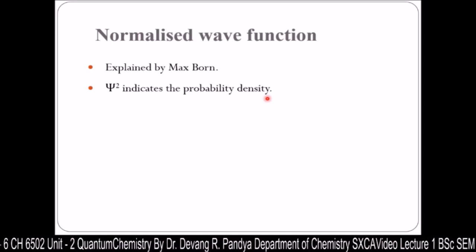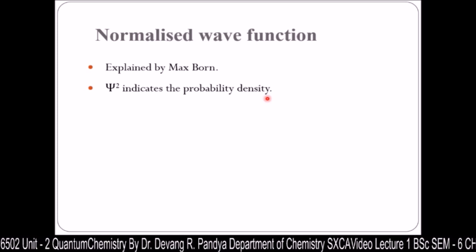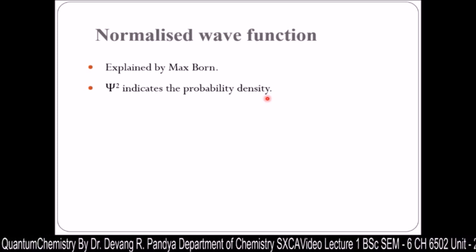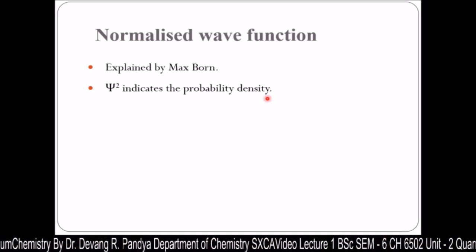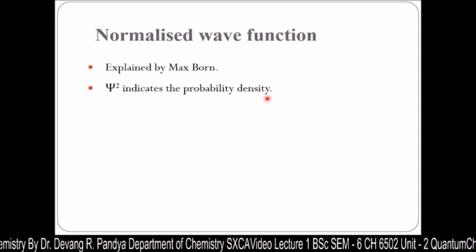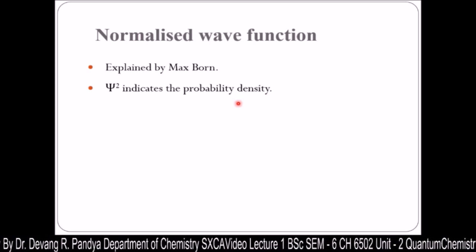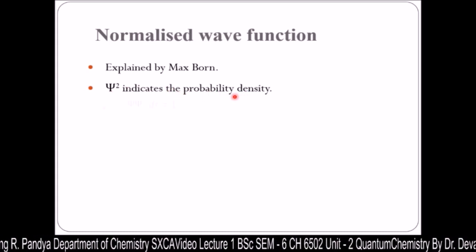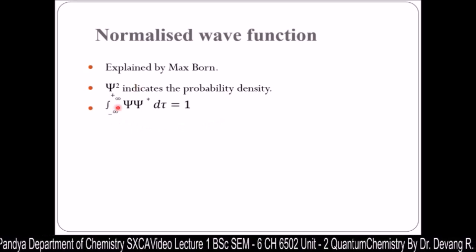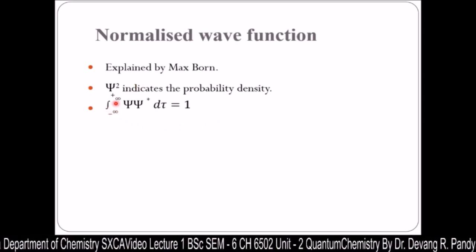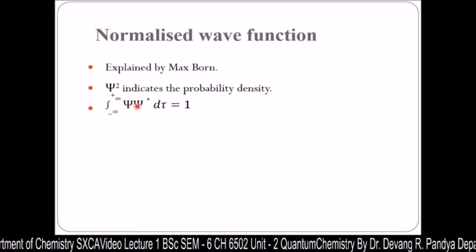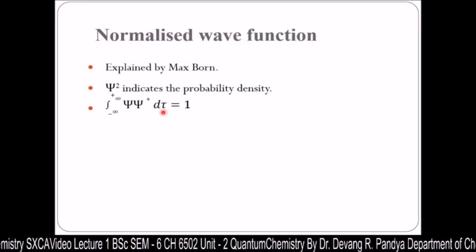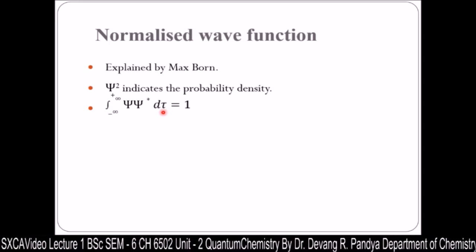So if somebody asks you, then without keeping any eye on your mother's position, you say she might be in the kitchen. That indicates the probability. Here Max Born says that instead of indicating the exact position of an electron, you need to show the probability density. That can be expressed by the integration from minus infinity to plus infinity of psi star psi d tau equal to 1, where d tau is the volume element in x, y and z direction in Cartesian coordinates.